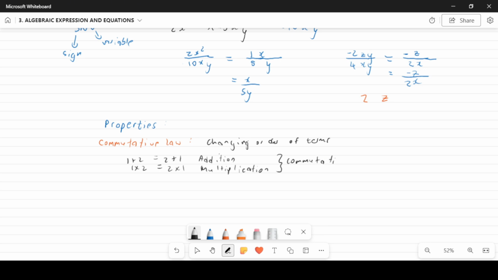Okay, now let's do an example involving subtraction and division. 1 minus 2 is not the same as 2 minus 1. 1 minus 2 is minus 1, 2 minus 1 is 1. They are not the same answer. And 1 over 2 is not the same as 2 over 1. So therefore we say subtraction and division are not commutative, meaning changing the order of the terms will change the answer.